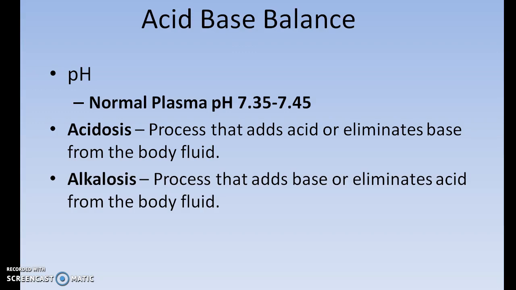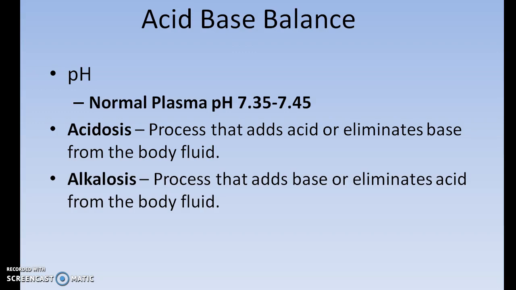So the first thing we want to do is look at the pH. The normal plasma pH is 7.35 to 7.45. The pH scale goes from 0 to 14, with lemon juice being about 1, or hydrochloric acid, what we have in our stomach, about a 2.5, all the way up to the base, which is 14, and this you might see in your sodium bicarbonate.